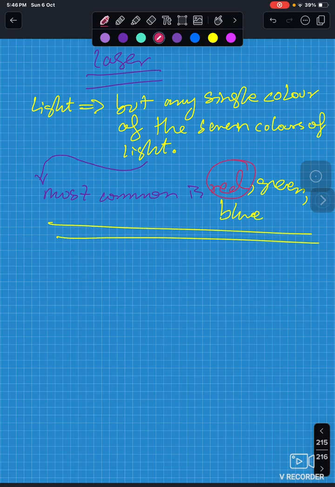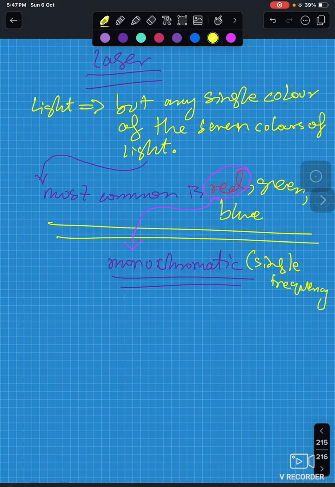By the way, there's a special name for the single color wavelength, the single color of a light. It's called monochromatic. By monochromatic, I mean single frequency. Monochromatic means single frequency. Light or the color with only one frequency. That's called monochromatic.